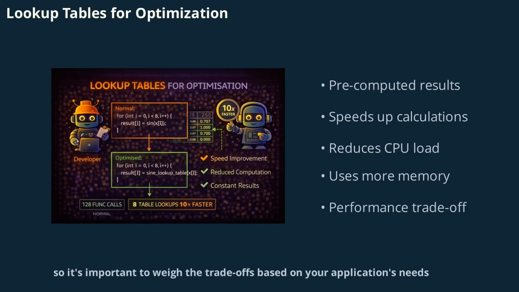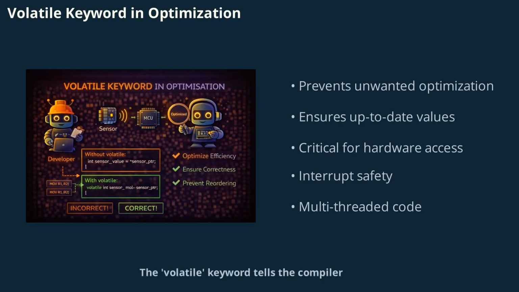The volatile keyword tells the compiler that a variable's value can change unexpectedly, such as when modified by hardware or interrupts. This prevents the compiler from optimizing away necessary reads or writes, ensuring the most up-to-date value is always accessed. Using volatile correctly is crucial for proper operation in multi-threaded or interrupt-driven embedded systems.